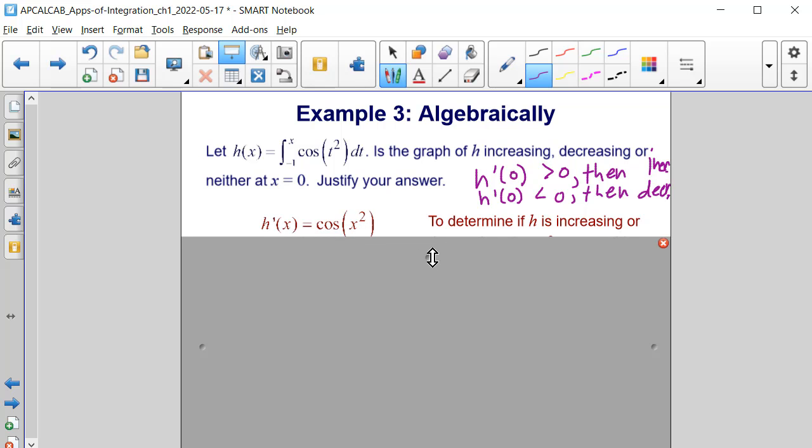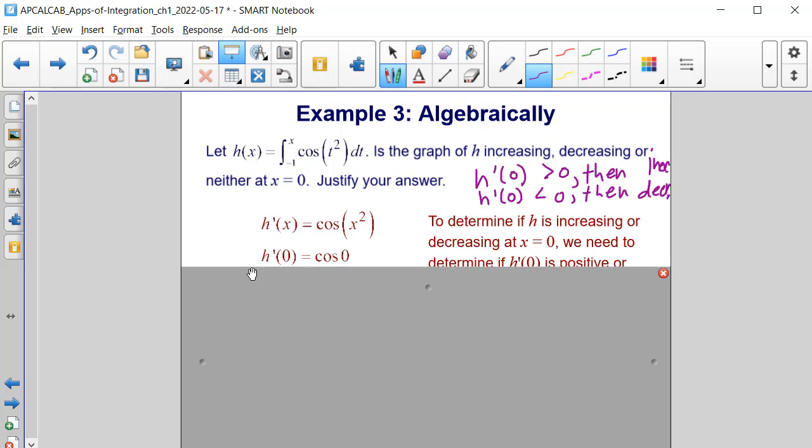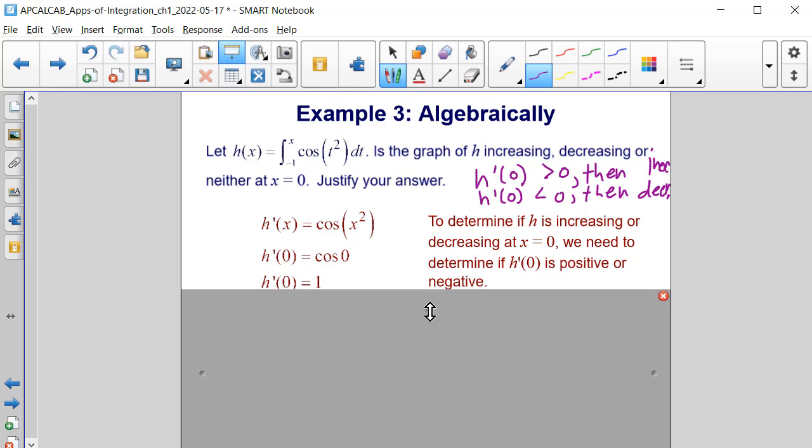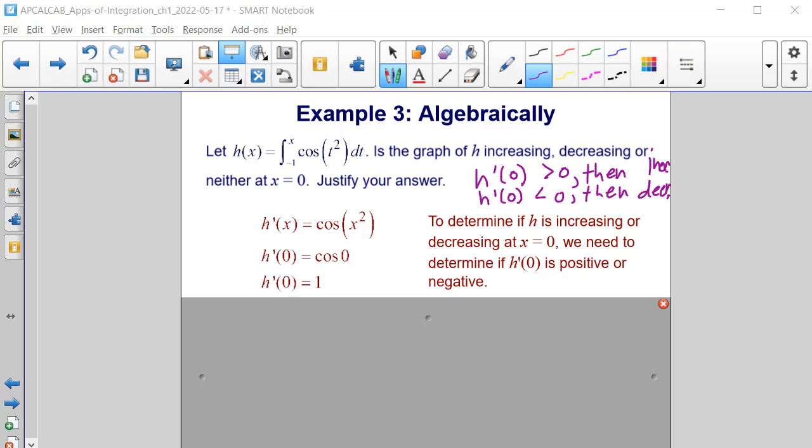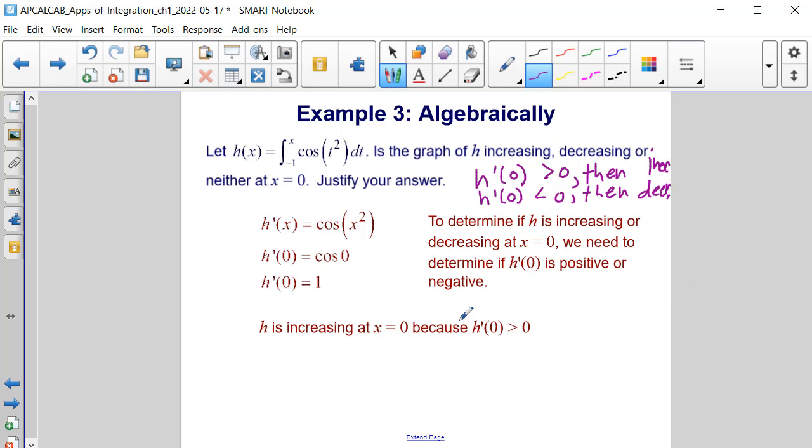So now let's substitute 0 in to our function. So we would have cosine of 0 squared is still 0, and the cosine of 0 is 1. So therefore, because it's a positive value, it's greater than 0, h is then going to be increasing at this x value of 0.